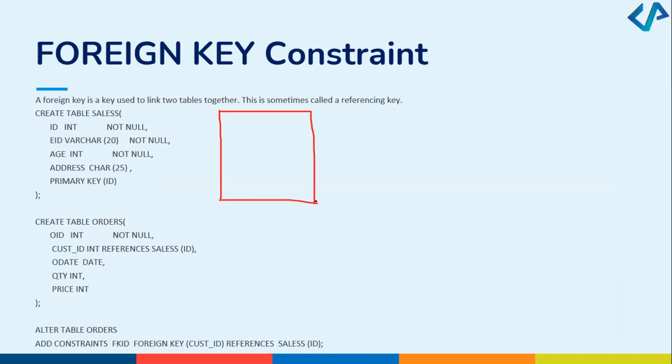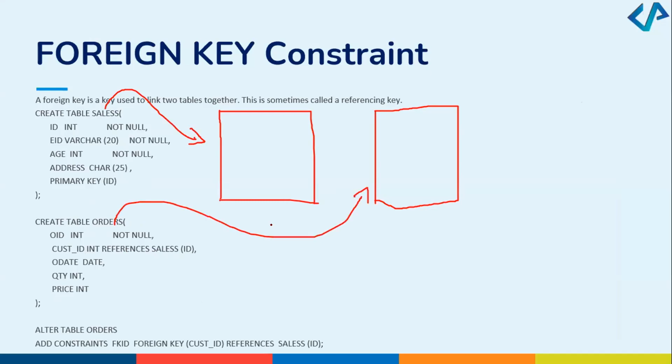So let's say this is my table 1, and this is my table 2. These are my two tables. The name of this table is sales, right? And the name of this table is orders. The sales table has some columns like ID, employee ID, age, address. The orders table has some columns like order ID, customer ID, order date, quantity, price. So these are some columns in this particular table.